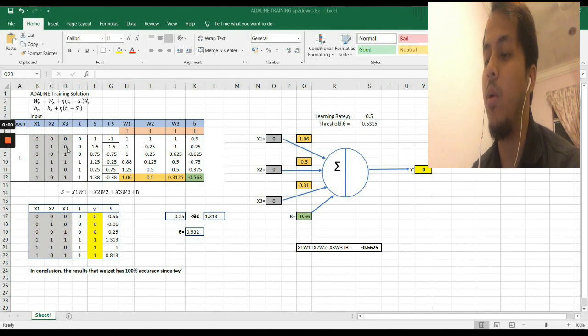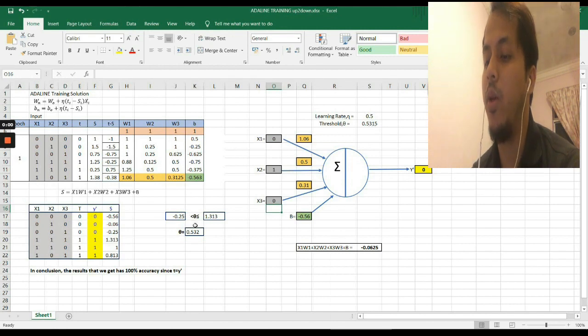Okay, now this can be applied to all the other rows. Example is 0 1 0, so we just put here 0, and this is 1, and 0, and the value is negative 0.0625. Same for row 2. So all of the other rows we'll put in here. Now how can we get the y prime value? The value is compared with the threshold value.